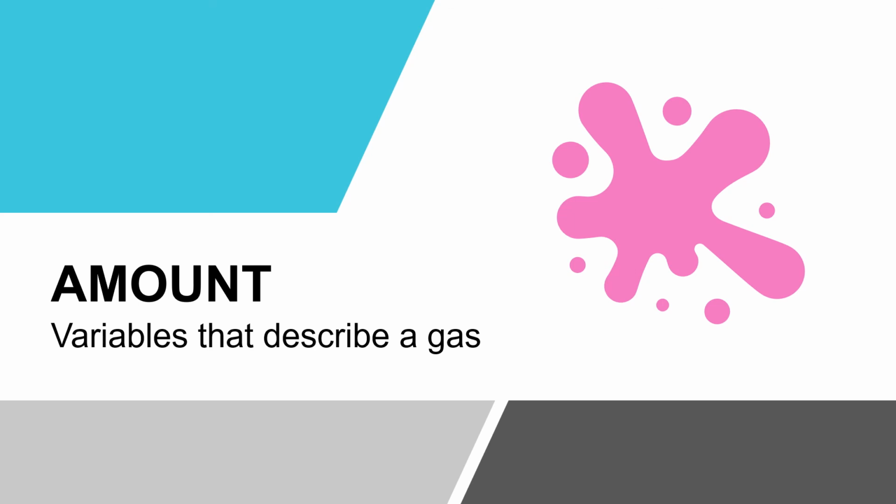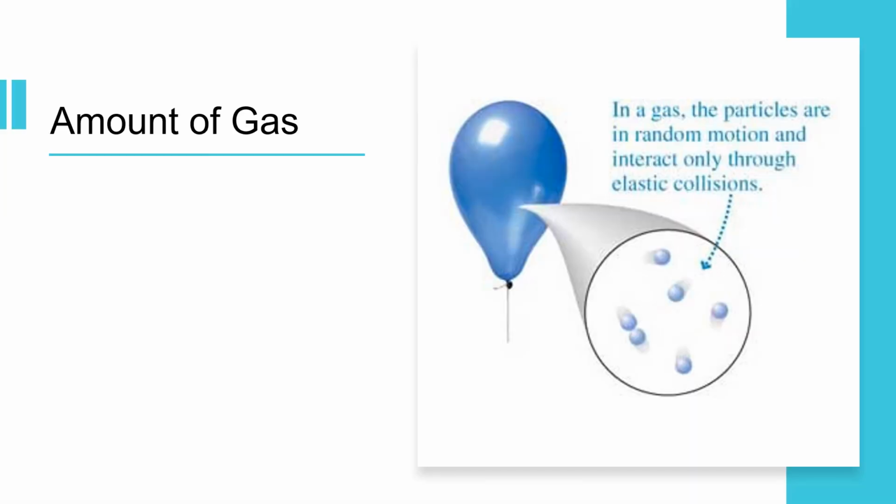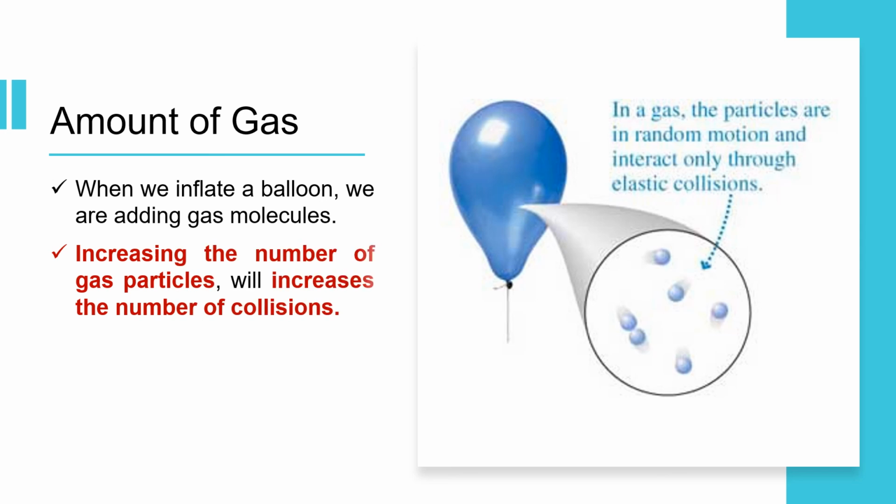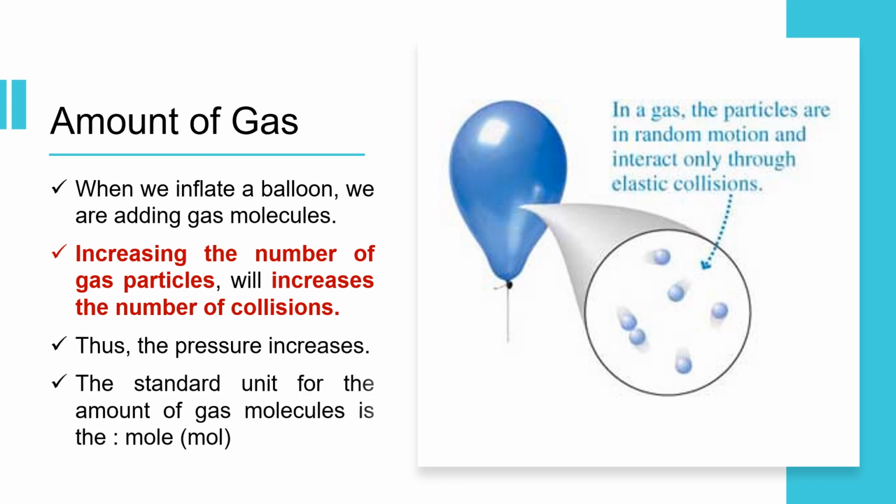Now, let's discuss how the change of amount of gas can describe a gas. When we inflate a balloon, we are adding gas molecules. Increasing the number of gas particles will increase the number of collisions. Thus, the pressure must increase. The standard unit for the amount of gas molecules is mole. In a gas, the particles are in random motion and interact only through elastic collisions.